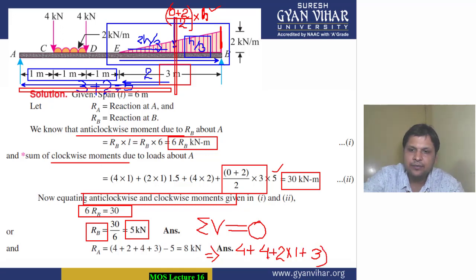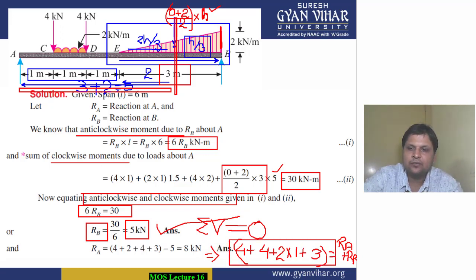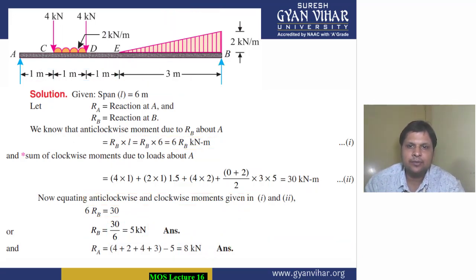So these are the forces going downwards, and this should be equal to the forces going upwards. And what are the forces going upwards? RA plus RB. So this is one more equation, and since we have already calculated RB as 5 kilonewton, you subtract it from the downward forces, and you will get that RA is equal to 8 kilonewton. So I hope this numerical is also well understood by you.